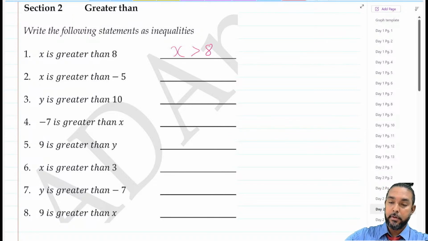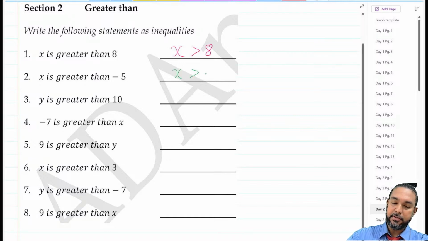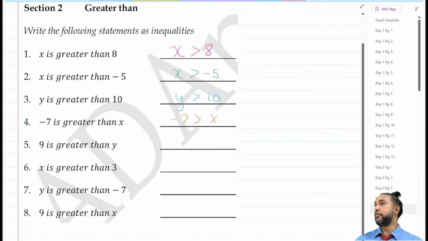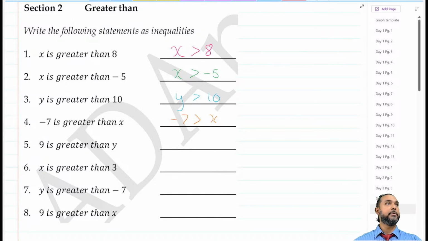Ready? Right, so x is greater than minus 5. Y is greater than 10. Minus 7 is greater than x. So far, so good. Any questions, anybody, anything?